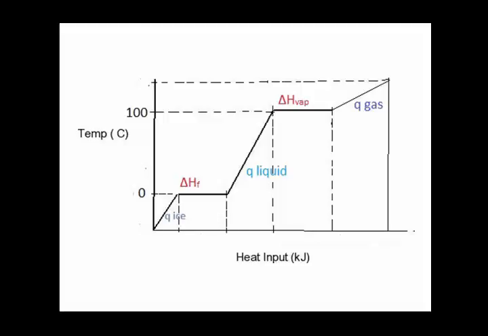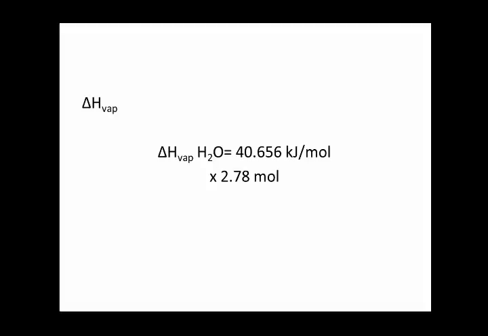But now we have to consider what happens when I'm at that constant 100 degrees Celsius point, which is the heat of vaporization. The heat of vaporization of water is another constant value that we can look up, and this is equal to 40.656 kilojoules per mole. When I multiply this by the number of moles that we're working with, or 2.78 moles, I calculate that my heat of vaporization, which is also equal to Q since we're at constant pressure, is equal to 1.13 times 10 to the second kilojoules per mole.